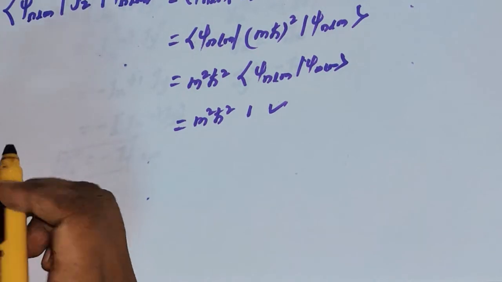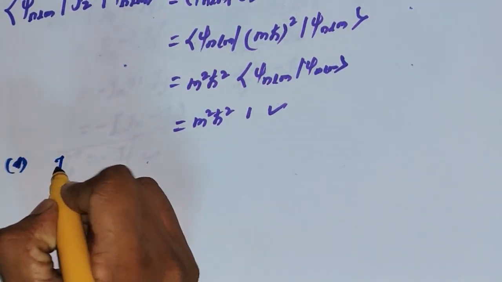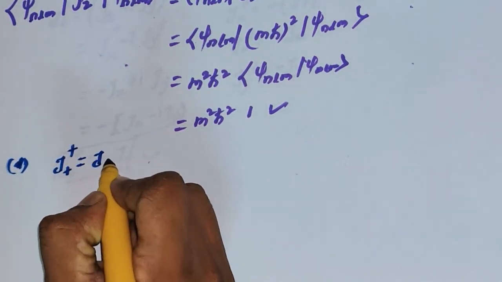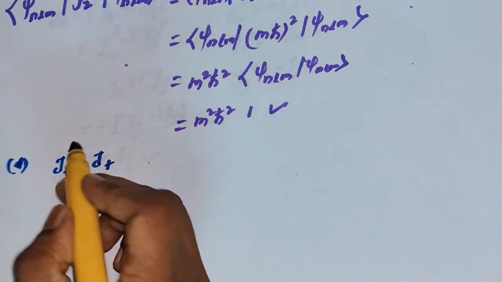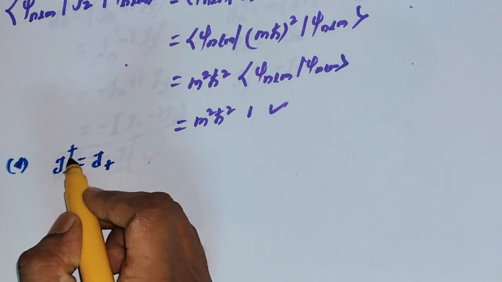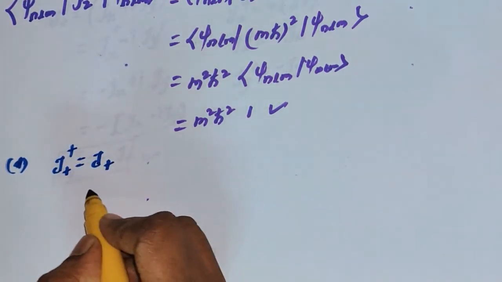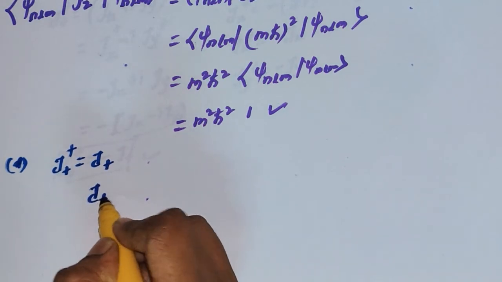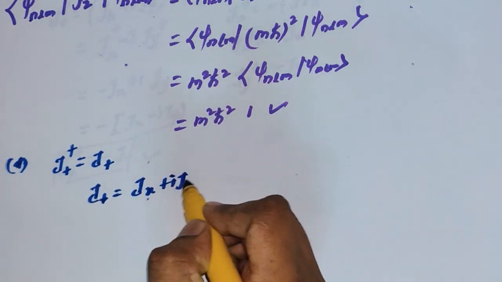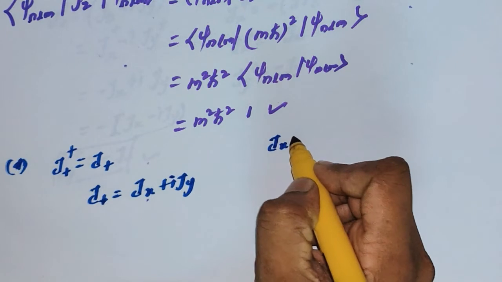Now we are going to look at the last option. They have given D as J plus dagger is equal to J plus. Dagger means Hermitian conjugate, so we check whether the rising operator of the total angular momentum is Hermitian or not. We know the rising operator J plus is equal to Jx plus i Jy. We know Jx and Jy already, which we have done.